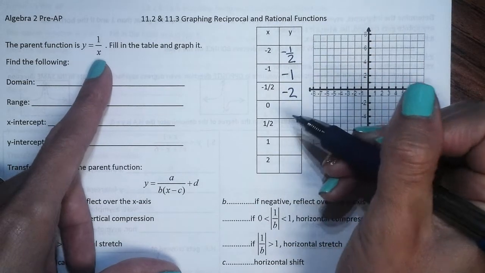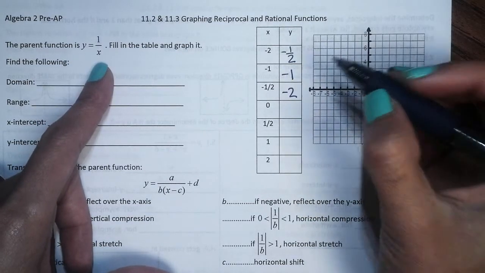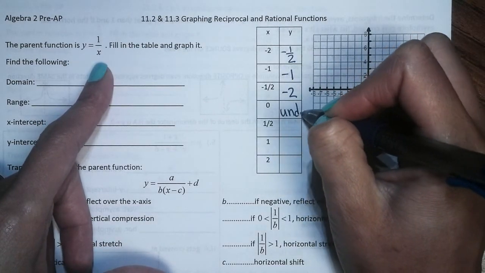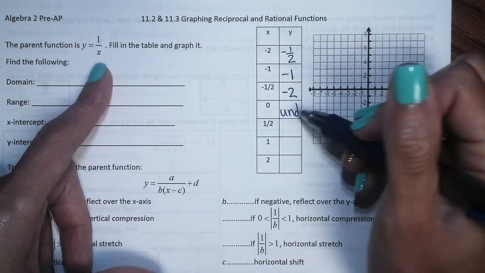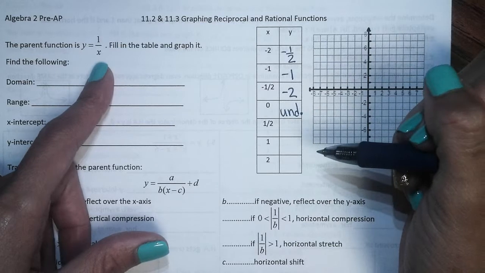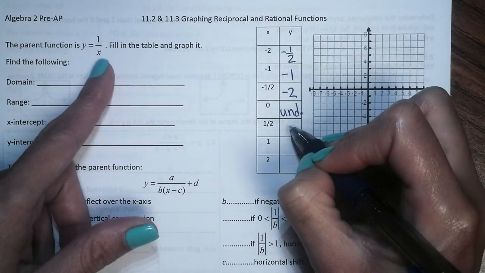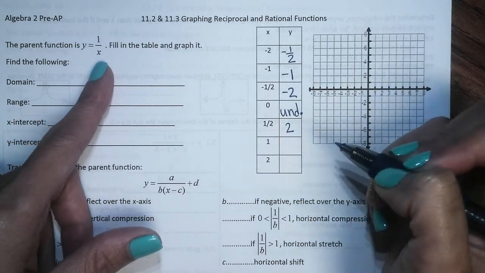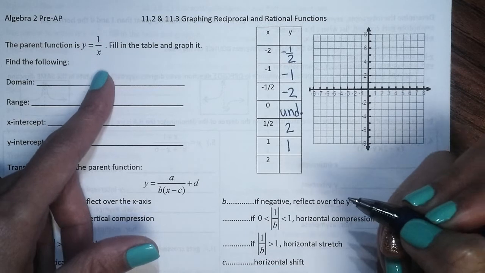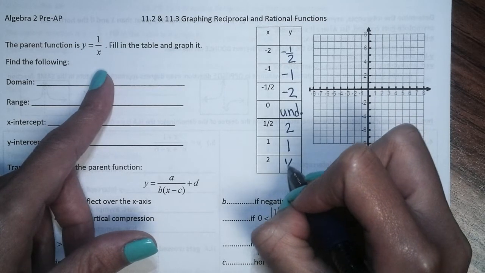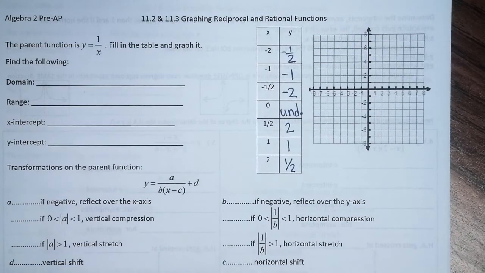If x equals 0, y would be 1 over 0, which is undefined. So there wouldn't be anything for x equals 0. You can put undefined or NA, not applicable. Okay, keep going. If x equals +1/2, y would be 1 over 1/2, so 2. If x equals 1, y would be 1. If x equals 2, y would be 1/2, and then so on. But we're just going to graph these points.